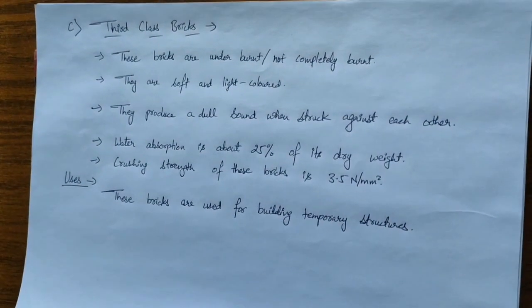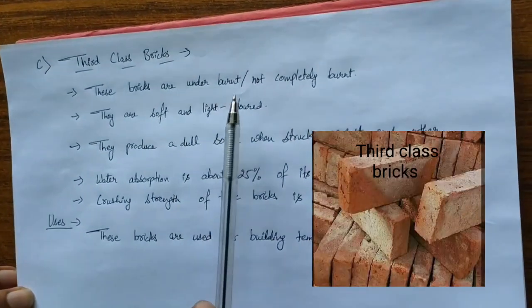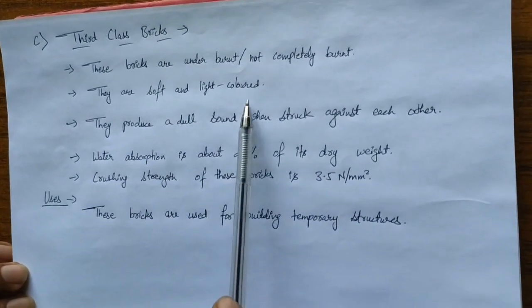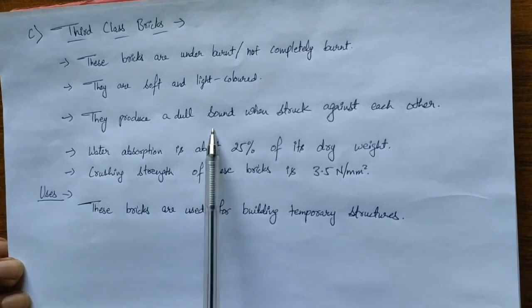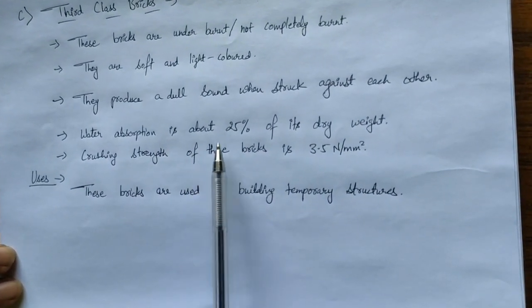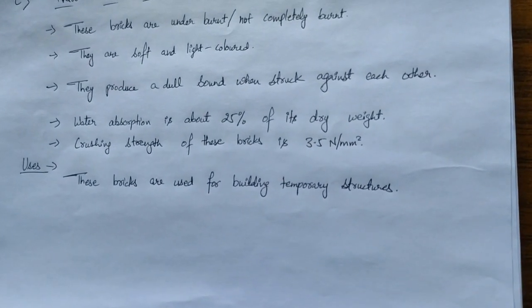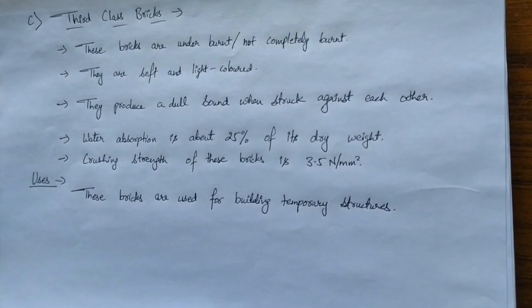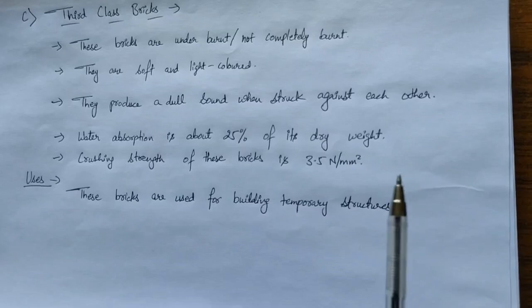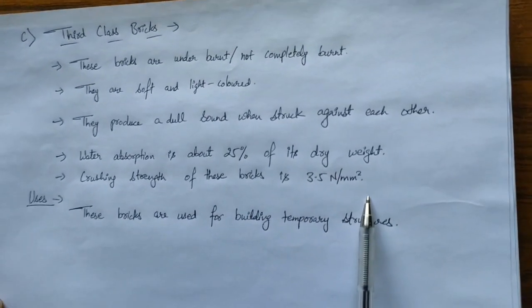Let's move to the third class bricks. These bricks are underburnt or not completely burnt. They are soft and light colored. They produce a dull sound when struck against each other. Water absorption is about 25% of its dry weight. They are less dense, so they absorb more water as compared to first and second class bricks. Crushing strength of these bricks is just 3.5 Newton per mm square.